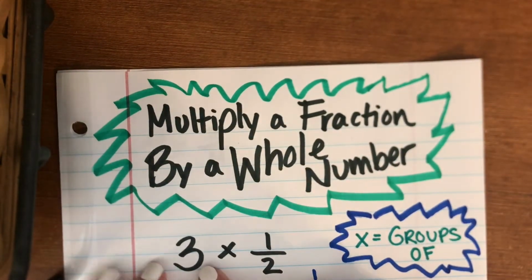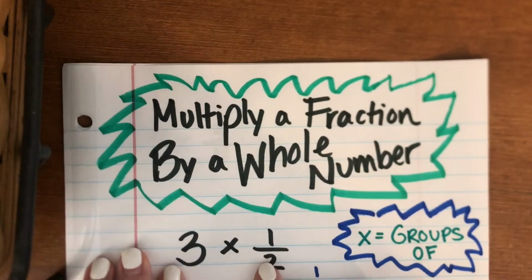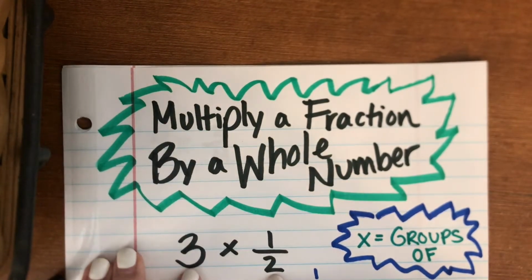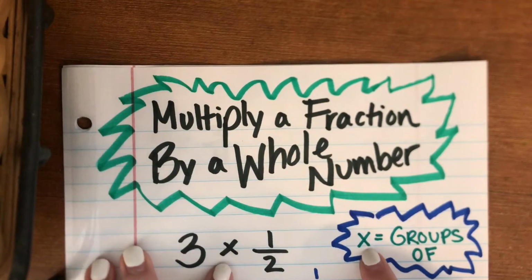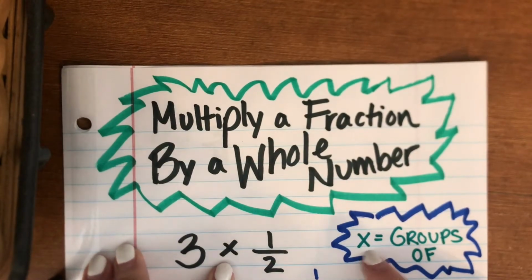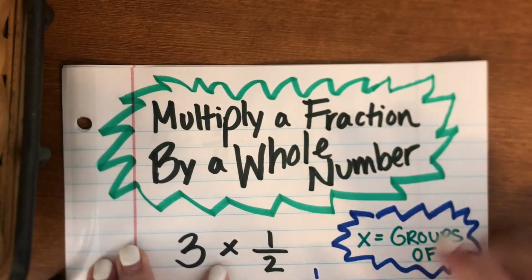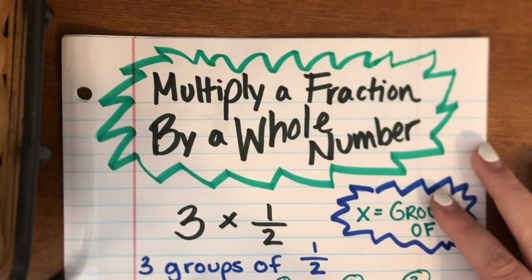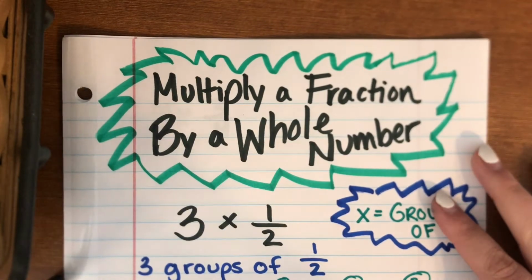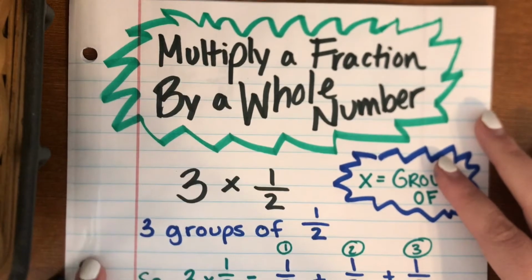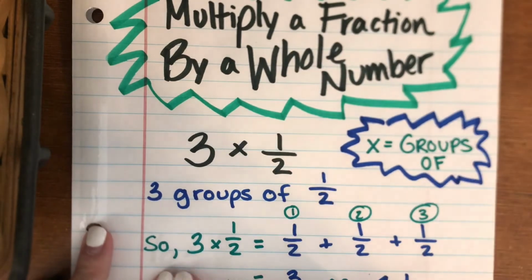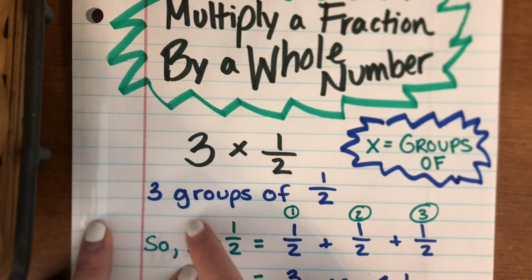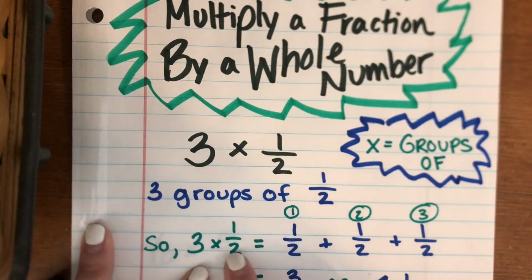So I have this equation here, 3 times 1/2, and I want you to remember this fact. The multiplication symbol, that X, really just stands for groups of. So that means I have 3 groups of 1/2. So if 3 times 1/2 means I have 3 groups of 1/2, that would look like this.